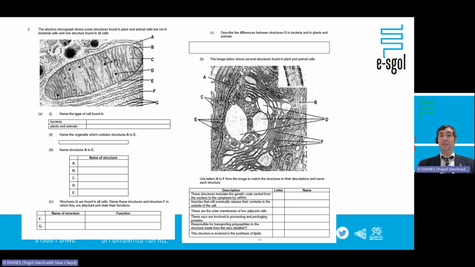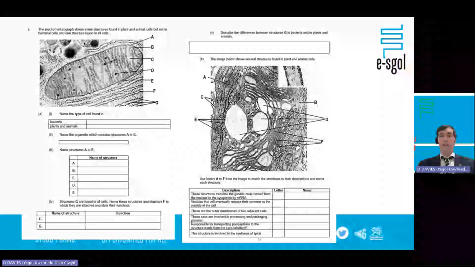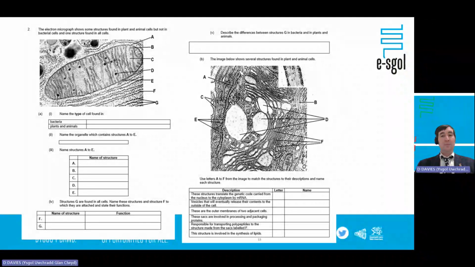The image below shows several structures found in plant and animal cells. Now, I am willing to admit the photocopying or my snipping of the picture there is a little bit squiffy. It's not great, but you can generally see what you need for the question. This time they've given you the function. Now they want you to tell us the name of the structure and what letter it represents. So again, just recall, what do these bits do?